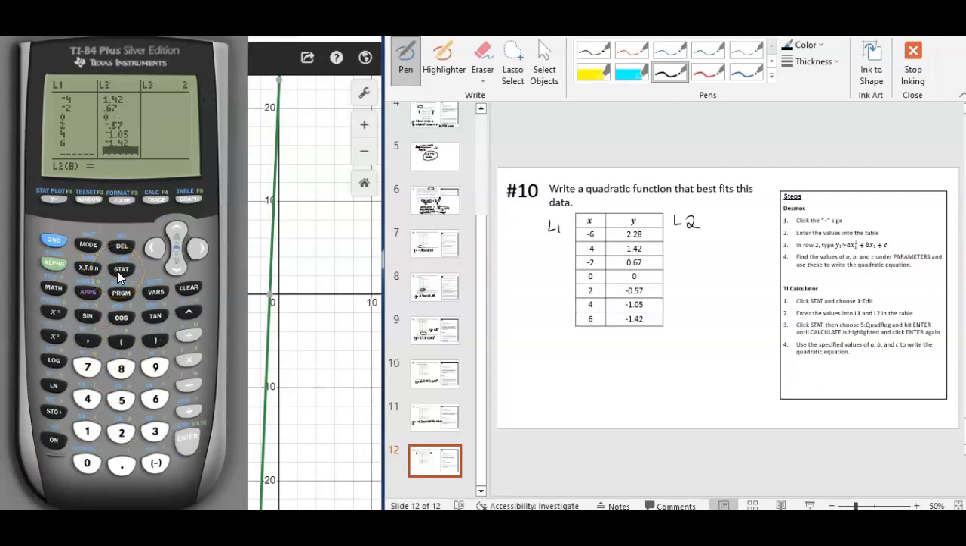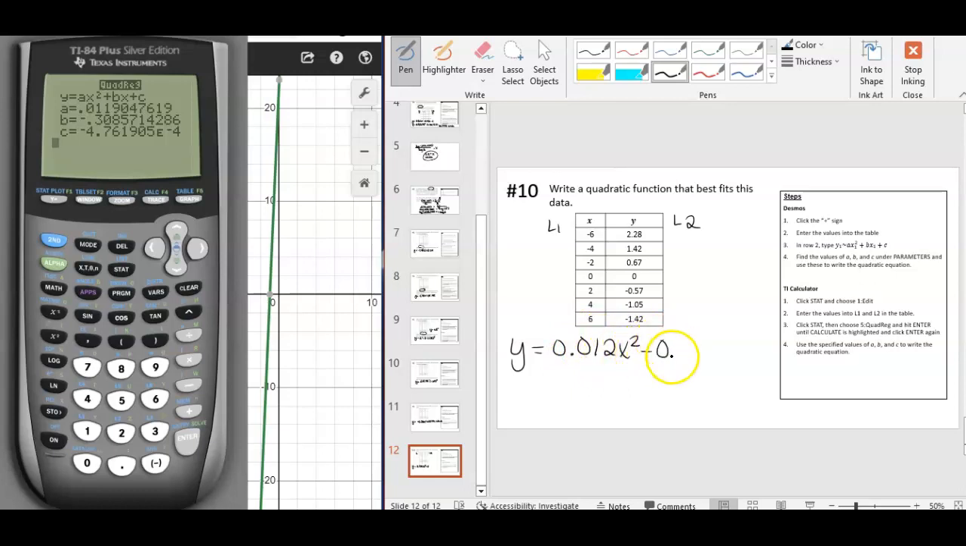Okay, now that we have our values all entered here, we're going to click Stat and then arrow to calculate. We're going to choose option 5, which is Quadratic Regression. Hit Enter, and then keep hitting enter, and then on calculate, you hit enter again. And so we have y equals 0.012x squared minus 0.31x, and then plus, and this is negative 0.00048. Okay, so that plus, we can actually change it to a minus and just leave that as a minus sign. So that is going to be the quadratic function that best fits this data.